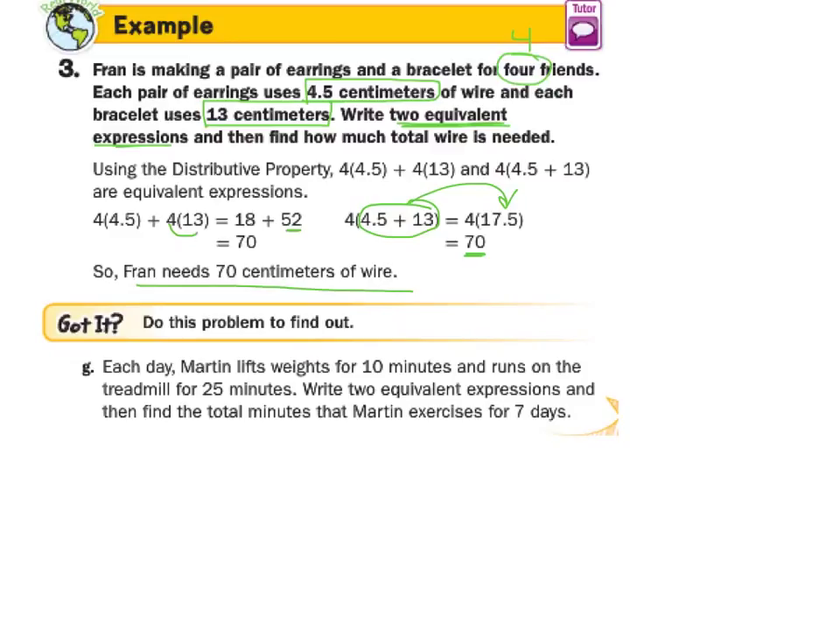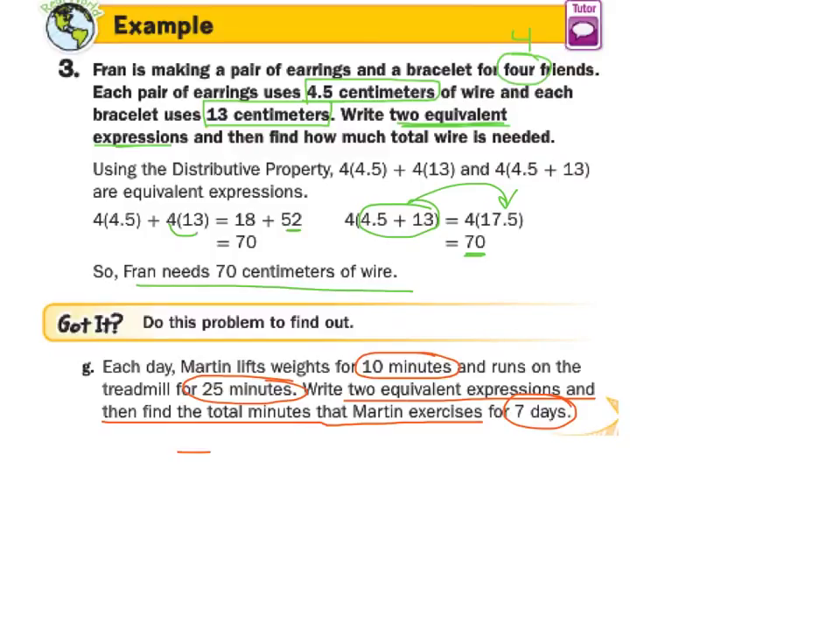So let's try to create one of these ourselves. Each day Martin lifts weights for 10 minutes, and he runs on the treadmill for 25 minutes. And that's each day. Write 2 equivalent expressions and find the total number of minutes that Martin exercises for 7 whole days. So I could do it the long way.